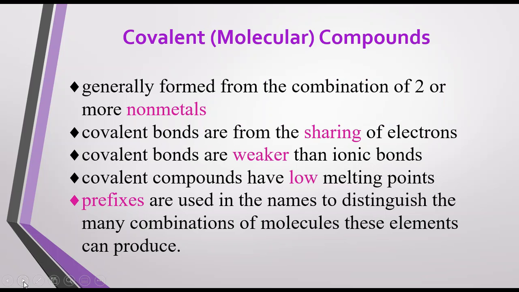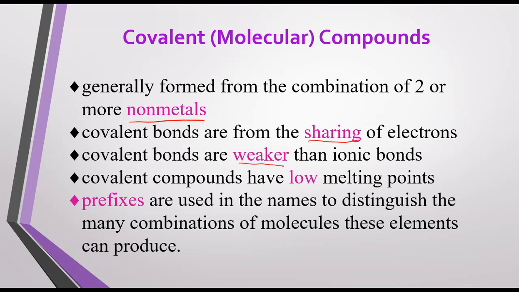So the covalent molecular compounds generally form from the combination of 2 or more nonmetals. That's one of the key things, you're looking for nonmetals. Sometimes it's nonmetal and metalloid, but you should not see any metals in a molecular compound. Now, covalent bonds are from the sharing of electrons. We'll talk about and show the structure of the bonds next week.